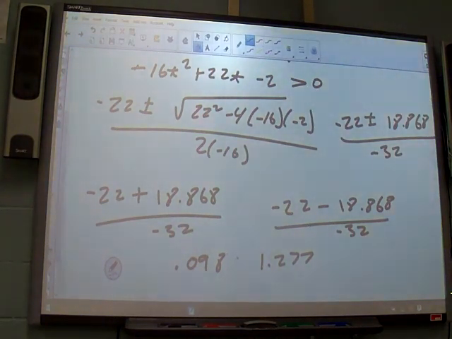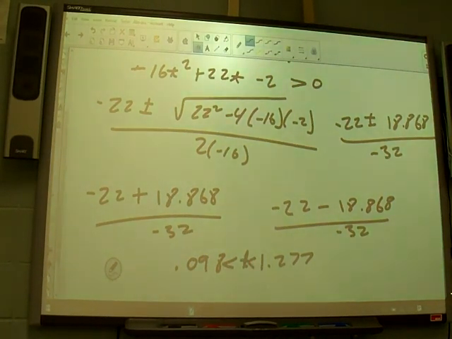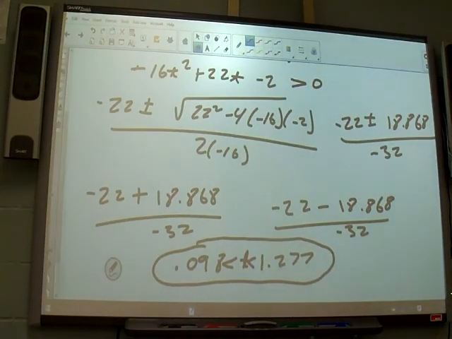The way you would see that written in fancy algebra language would be that your time has to be between those. So it would be 0.098 is less than t is less than 1.277. But if you don't put that on the test, I'm not going to mark it wrong. You can just put the two numbers, it's fine.